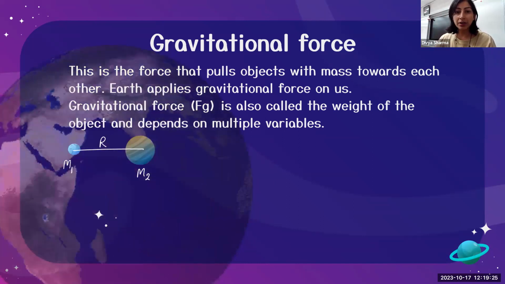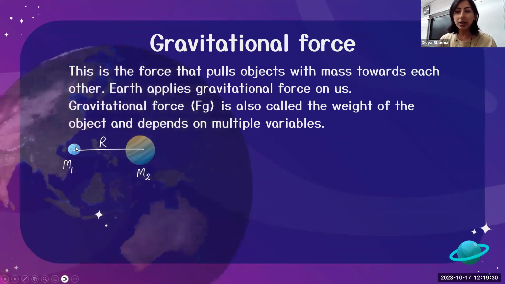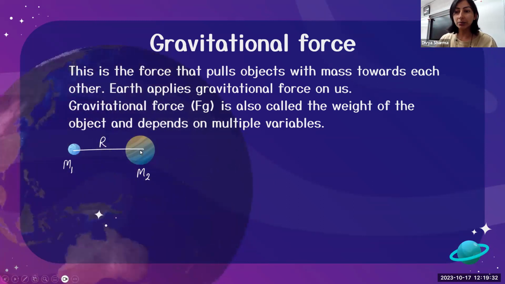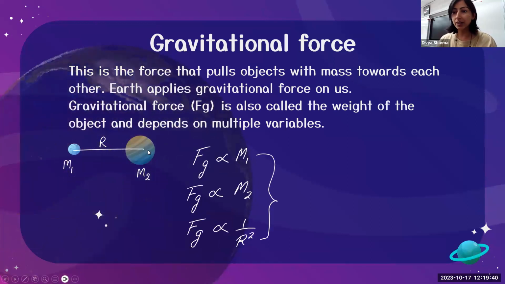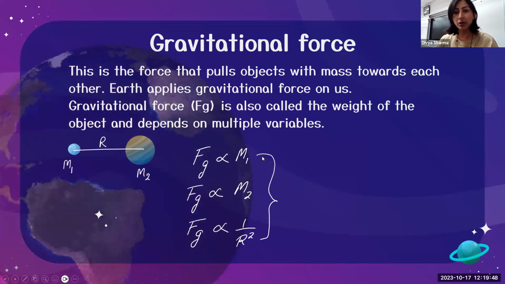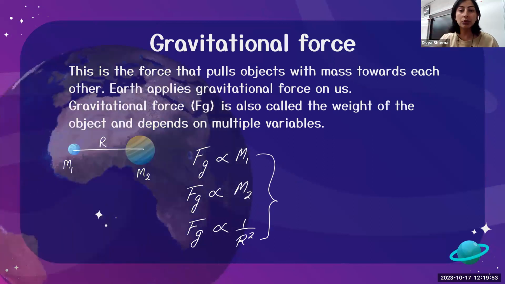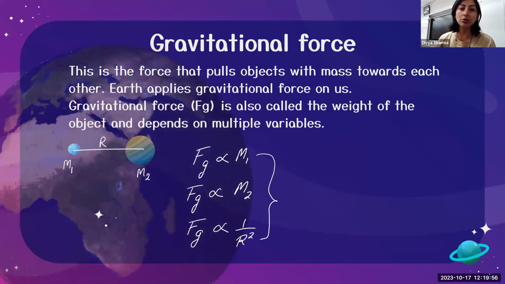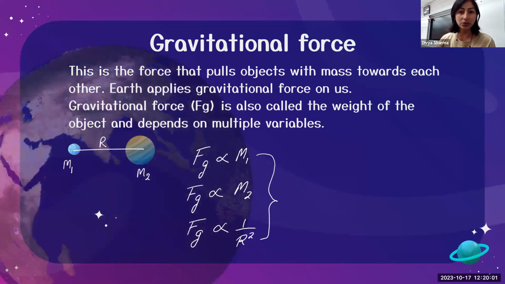Okay, so what are the variables that gravitational force depends on? First of all, here is our object of mass 1. This is object of mass 2. The distance between them, measured from center to center, is r. So the gravitational force between these two objects will depend on the mass of object 1, mass of object 2. It also depends on how far those masses are. It is directly proportional to the masses and inversely proportional to the square of the distance between them. Remember, the distance is measured from center to center.